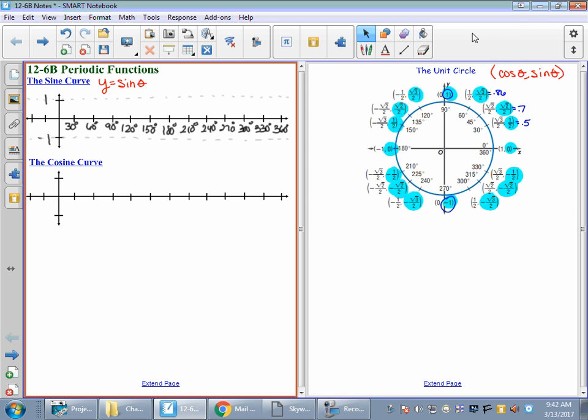The other thing we can do is we can also talk about the negative degrees. So this would be negative 30 and this would be negative 60 here. Okay, so I'm going to take all of those blue sine values and actually graph them on this coordinate plane.